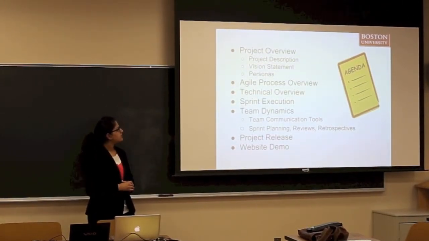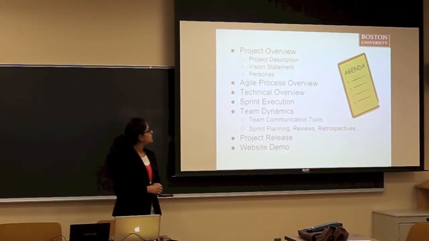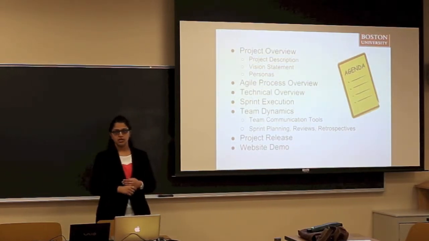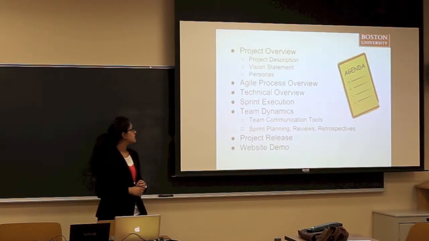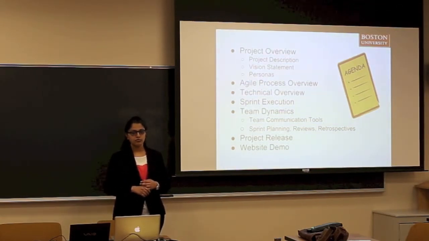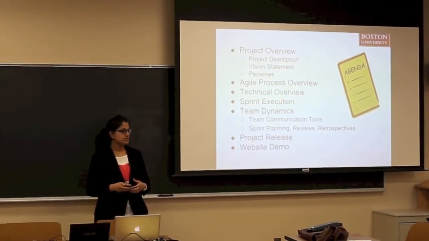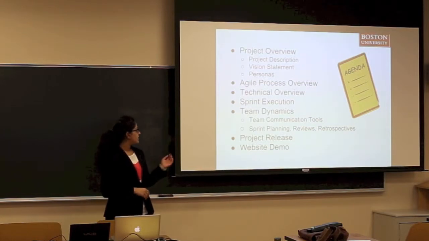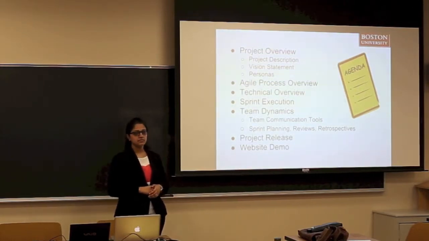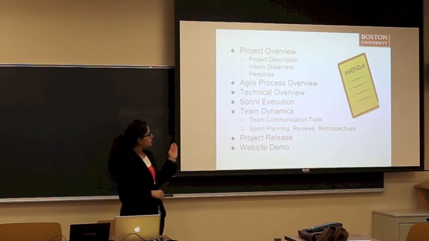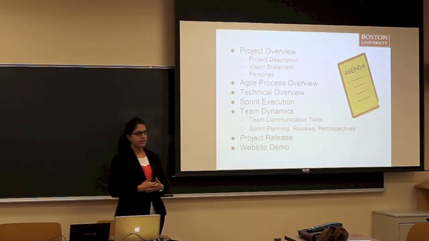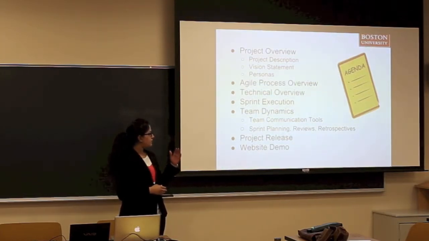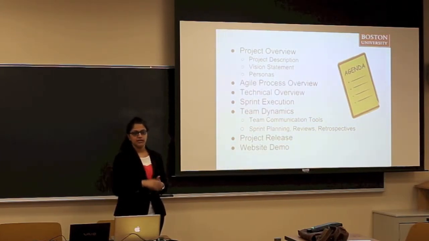So this is what we are going to cover in our presentation today. First we'll be talking about the project overview, which comprises the project description, the vision statement, the personas, and the Agile process overview, a brief overview of Agile aspects, and some of the technical aspects. Then we have the sprint execution, then the team dynamics, which comprises the communication tools we used to communicate, and sprint planning, reviews, retrospectives, finally the release, and the website demo, which will be given by Aditya.